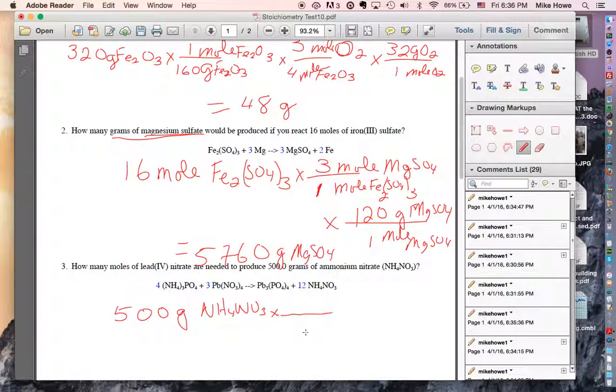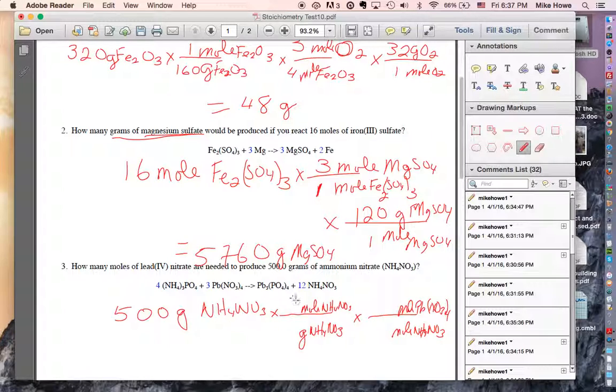So we're going to put grams of NH4NO3 on the bottom. On the top, we put moles of NH4NO3. Let's go ahead and put the units in, and we'll come back and do the numbers. So whatever units here goes down here, so that'd be moles of NH4NO3. And the question asks us for how many moles of lead-4 nitrate. So that'd be moles of Pb(NO3)4.